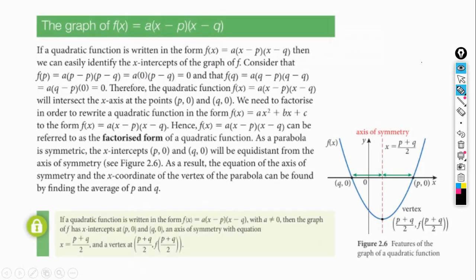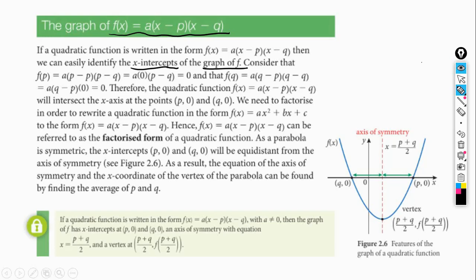Okay, so now we're going to talk about another form of the parabola or the quadratic equation or function. And it is this one right here, f of x equals a times x minus p times x minus q. So this would be the result of the factorization of a function in the normal or standard form for the quadratic function. The advantage of this form is that we can easily identify the x-intercepts of the graph of f.